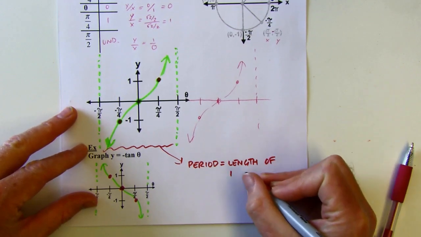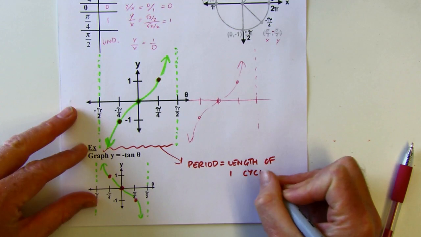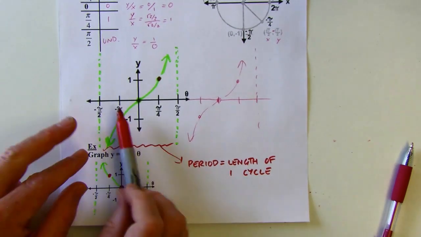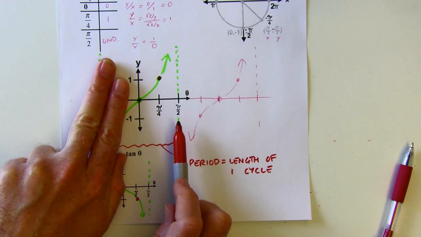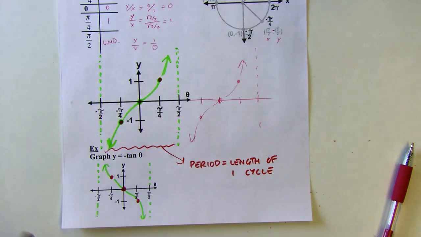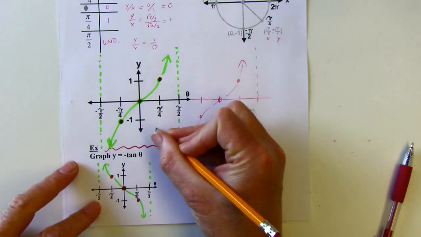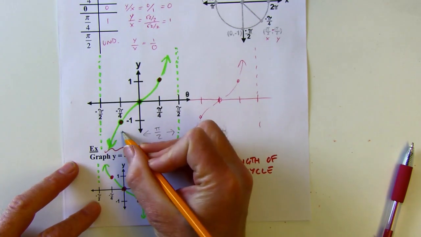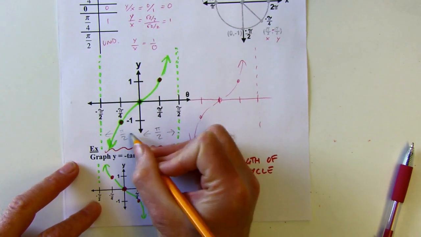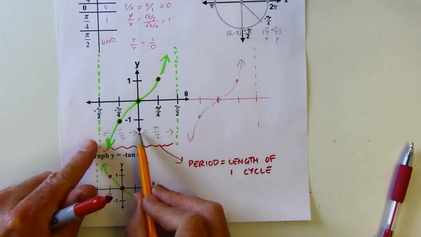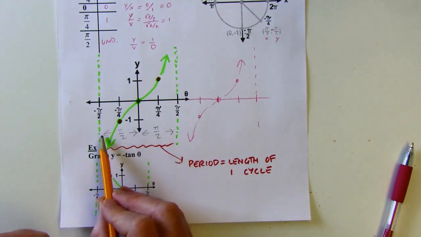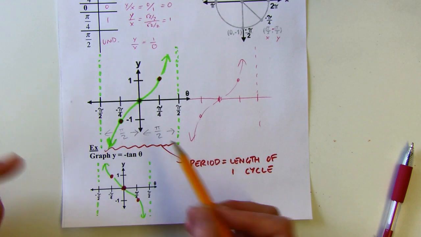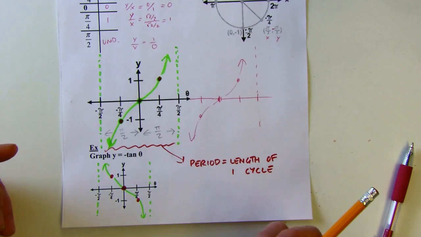Period equals length of one cycle. Okay, so for this graph, some people are going to look and say, oh, the cycle ends at pi over 2, so the period is pi over 2. Well, that's not true, because we've got pi over 2, that's this distance, but then we've also got another pi over 2 happening over there, because that distance is also pi over 2. This stretches from 0 to negative pi over 2. So when I put those together, pi over 2 plus pi over 2, it's going to be 2 pi over 2, which is pi, right?